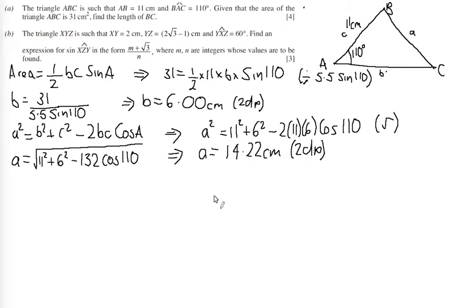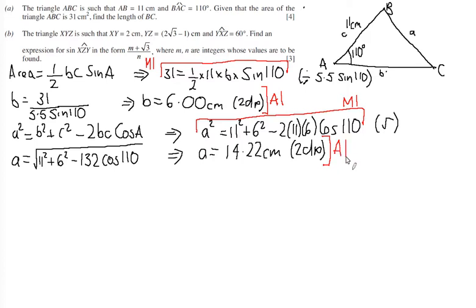Okay, so let's have a look at what we get the marks for here. First method mark is for using the sine rule here and setting up the equation to solve. You then get an accuracy mark here for finding that B is 6.00 centimeters to 2 decimal places. We can have a method mark here for setting up the correct equation using the cosine rule, and then we get an accuracy mark at the end here for getting that the answer for BC is 14.22 centimeters to 2 decimal places.